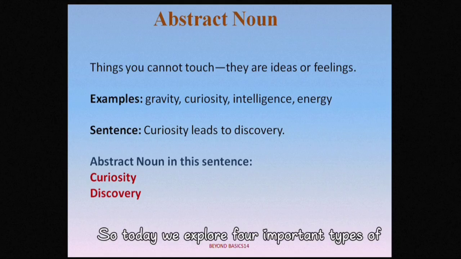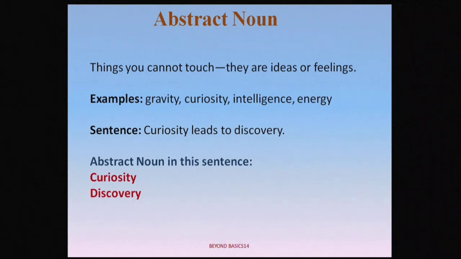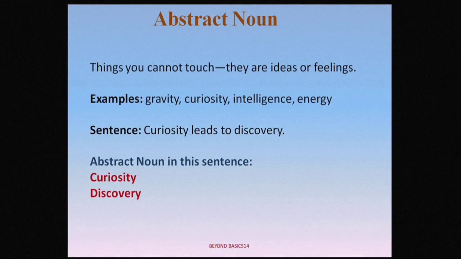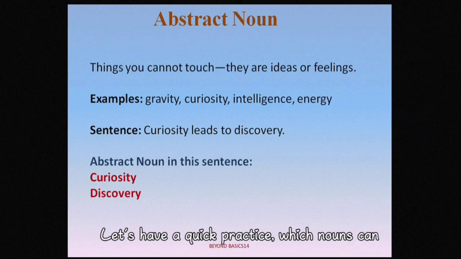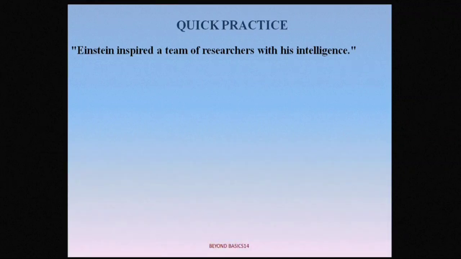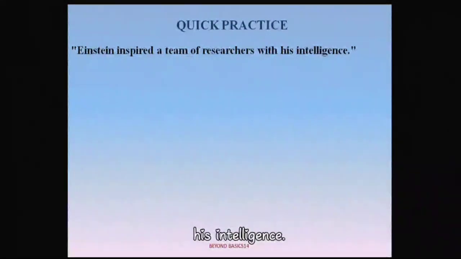So today, we explored 4 important types of nouns: common, proper, collective, and abstract, and saw how they show up even in the world of science. Let's have a quick practice. Which nouns can you spot in this sentence? Einstein inspired a team of researchers with his intelligence.